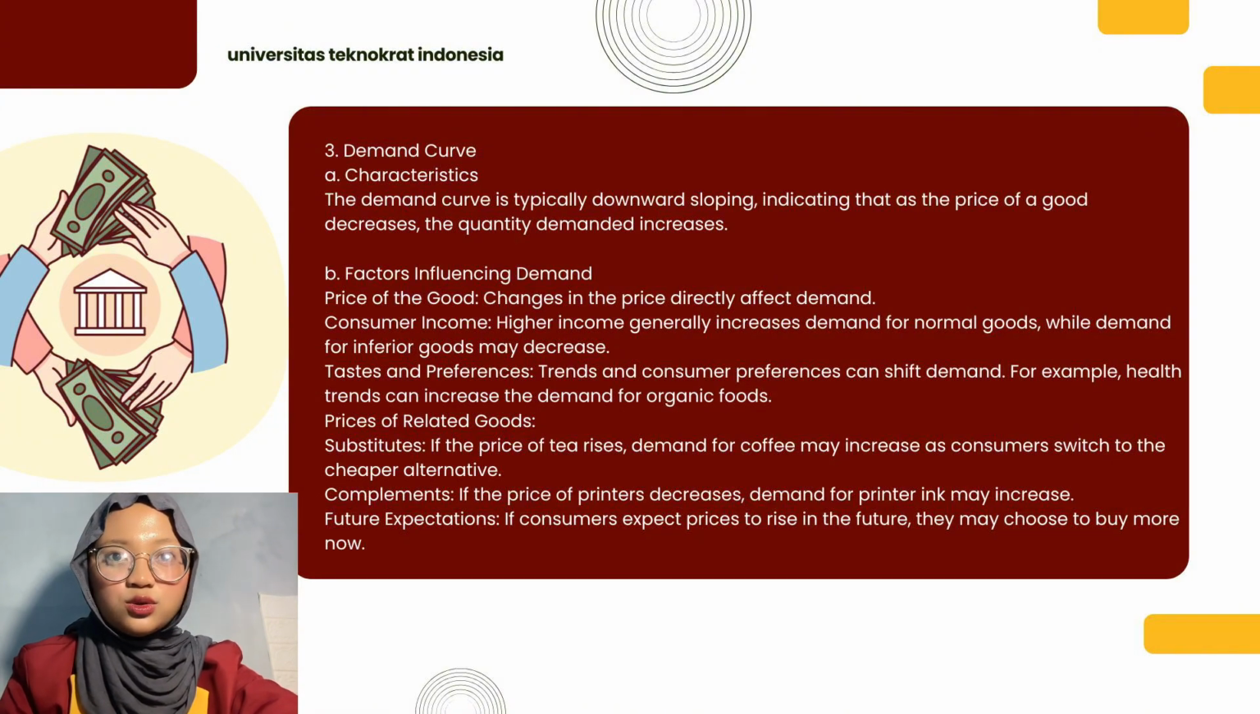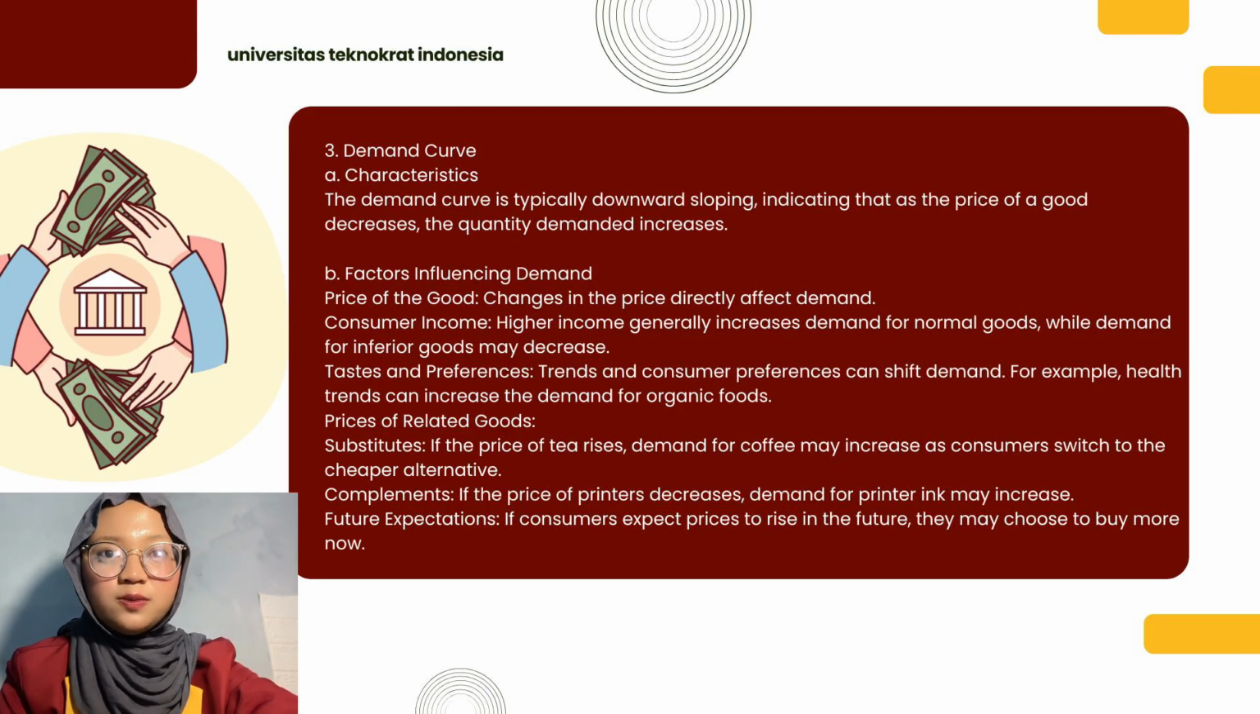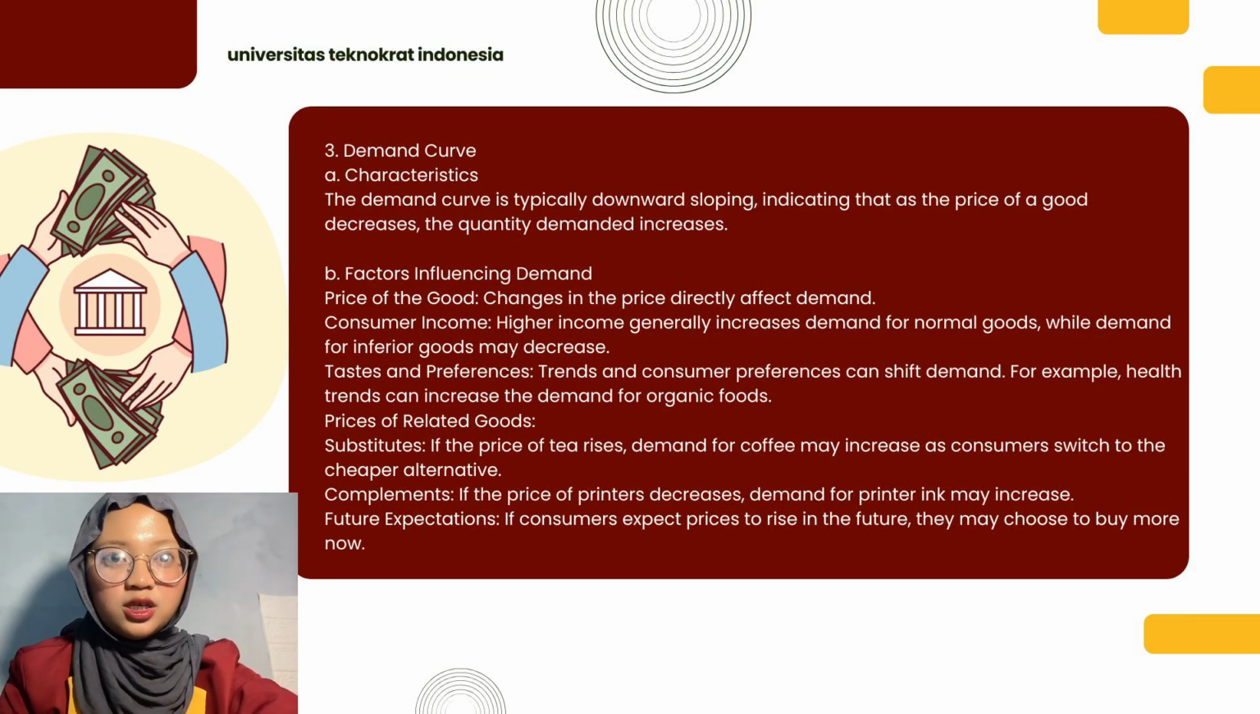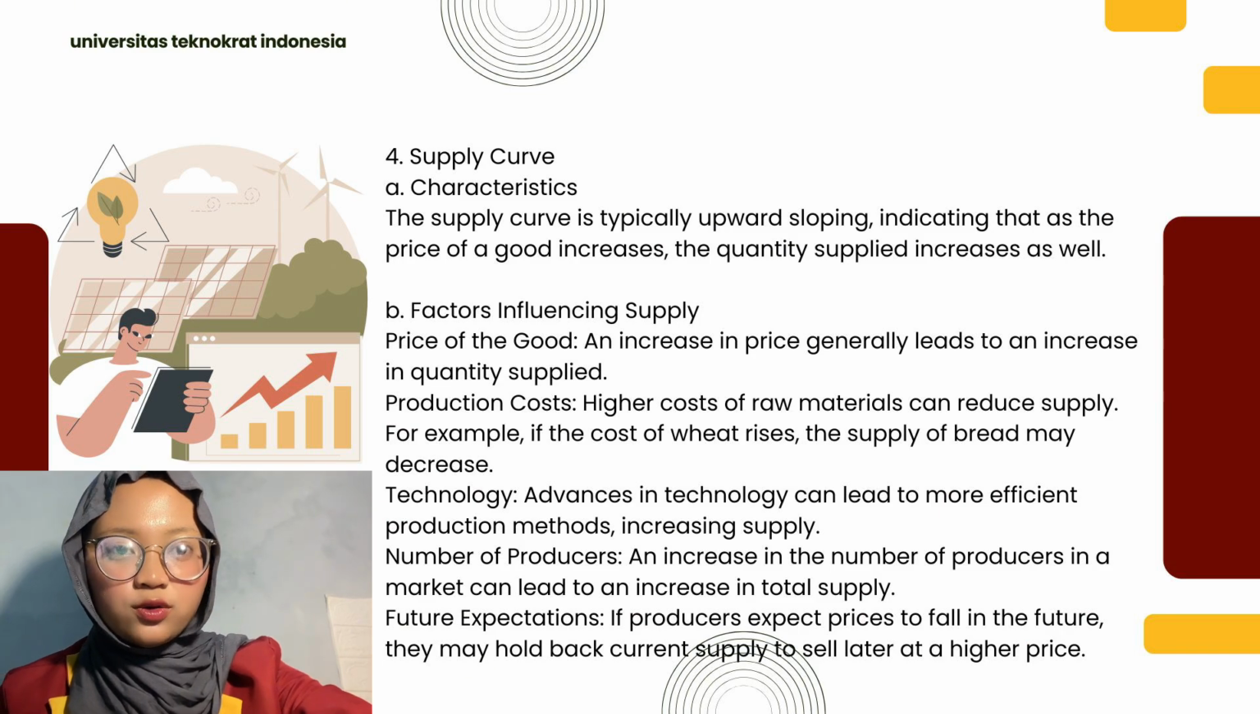Price of related goods. Substitutes. If the price of tea rises, demand for coffee may increase as consumers switch to the cheaper alternative. Complement. If the price of printers decreases, demand for printer ink may increase. Expectation. If consumers expect prices to rise in the future, they might choose to buy more now.